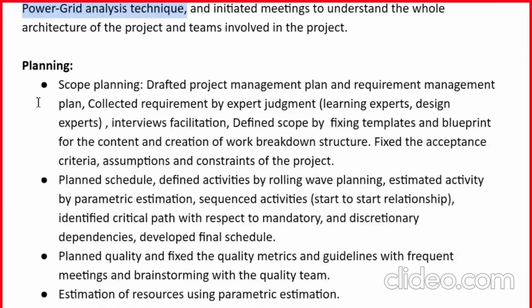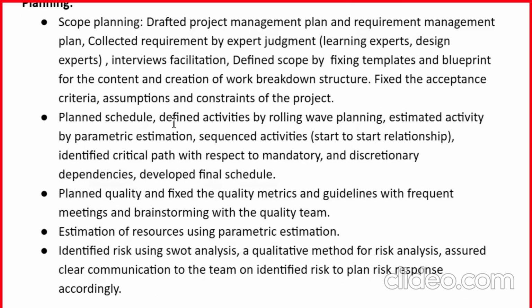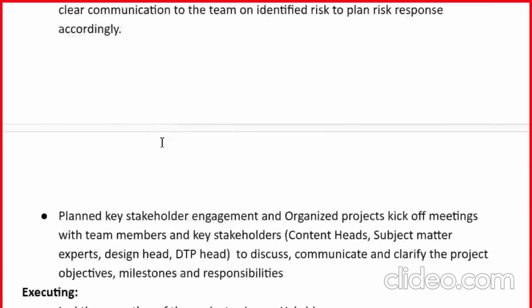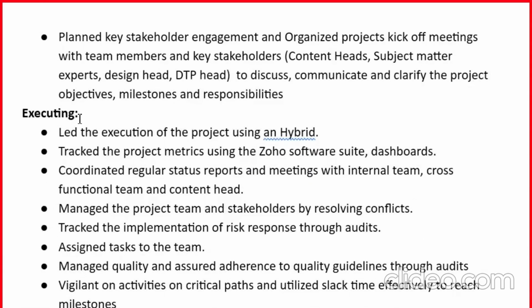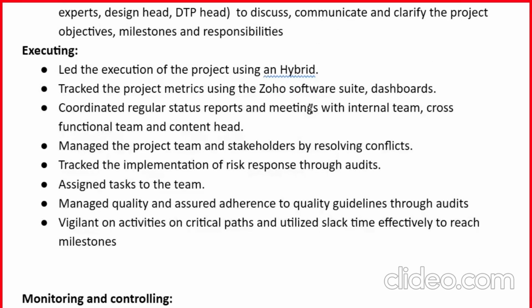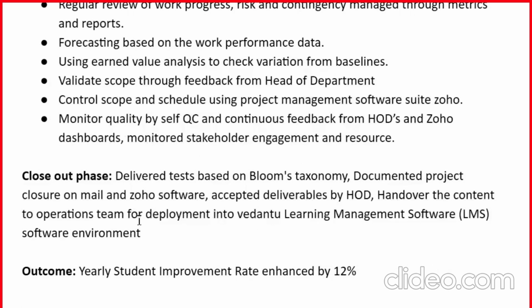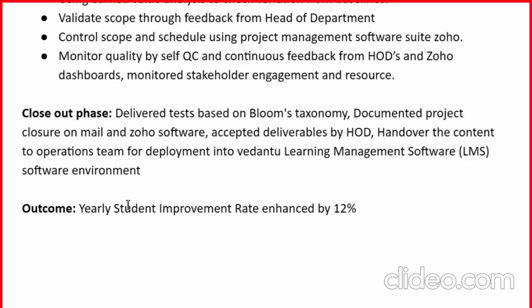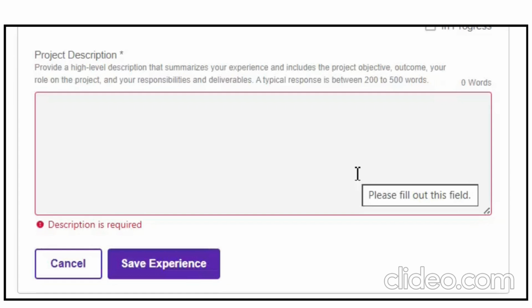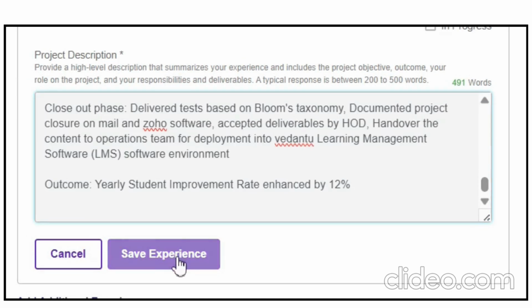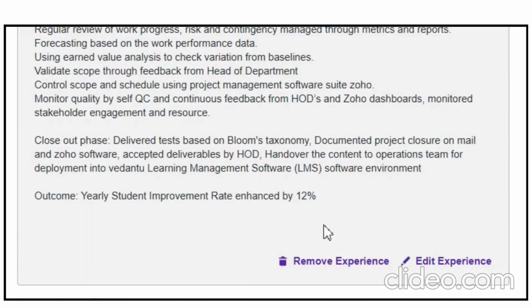Then how I did planning. How I did scope planning, how I did schedule planning, quality planning, all the knowledge areas. Then I wrote how the project was executed, how it was monitored and controlled, and how it was closed out. And finally, I mentioned the outcome of the project. Now, whatever project description I prepared on the Word doc, I'll come and paste it here in the project description and I'll save the experience.